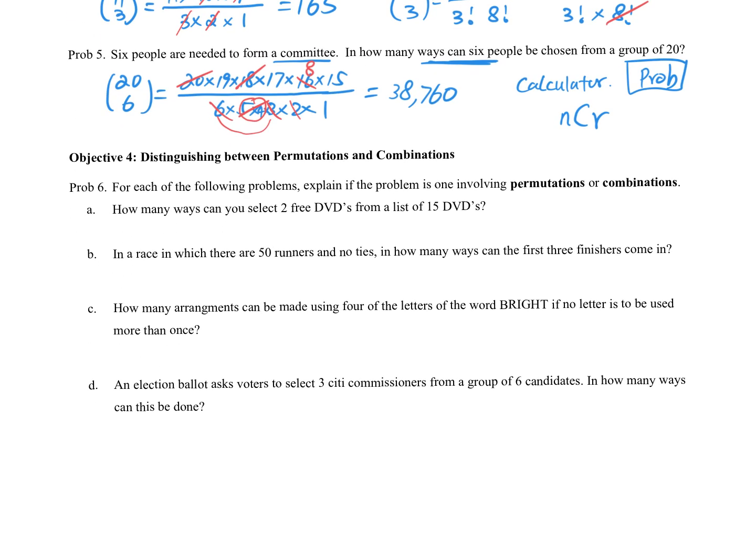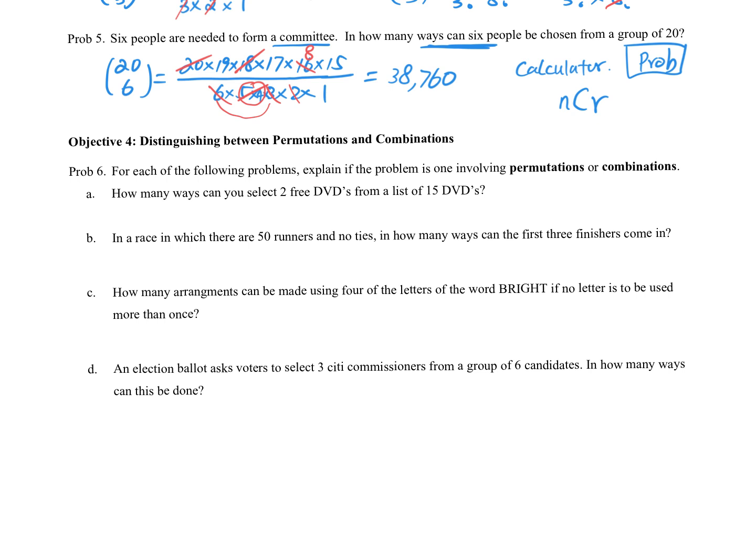While we're here, let's finish objective number 4, distinguishing between permutations and combinations. For each of the following problems, explain if the problem involves permutations or combinations. Just ask yourself, does the order really matter? If the order matters, then it's going to be permutation. Otherwise, it's combination. So how many ways can you select 2 free DVDs from a list of 15 DVDs?